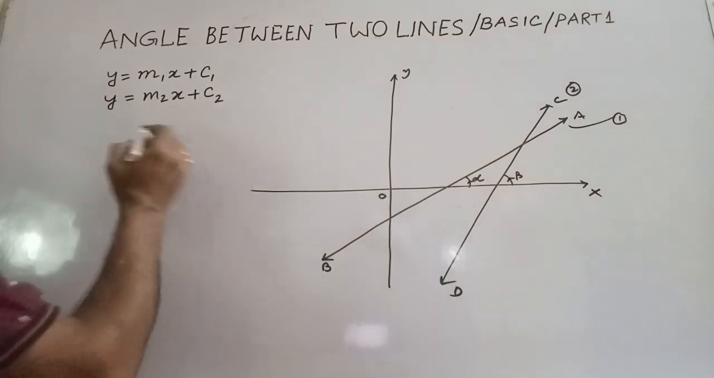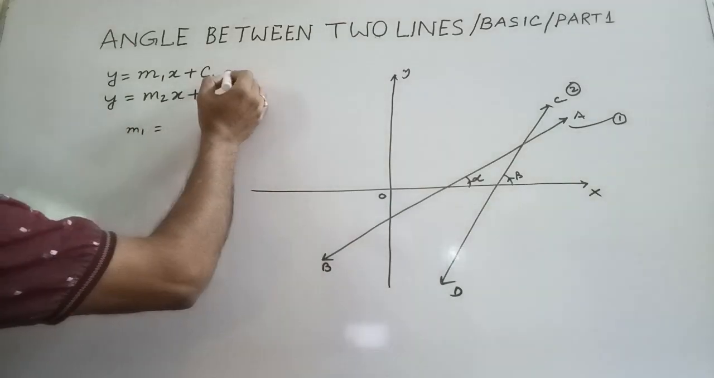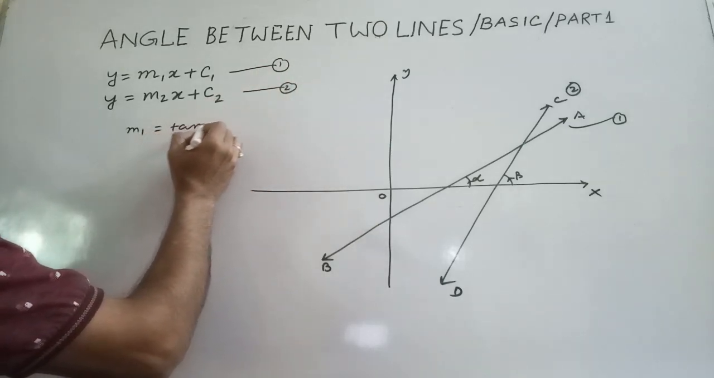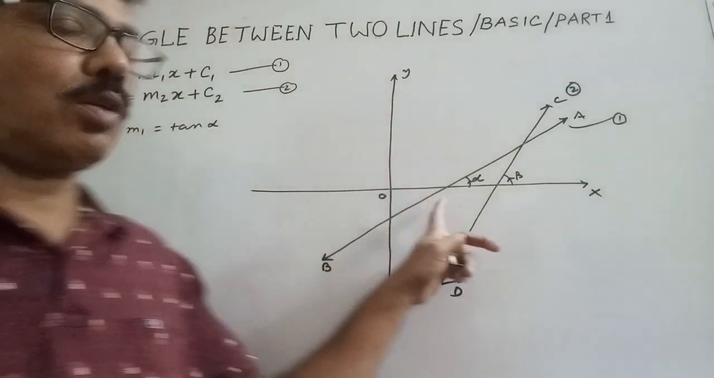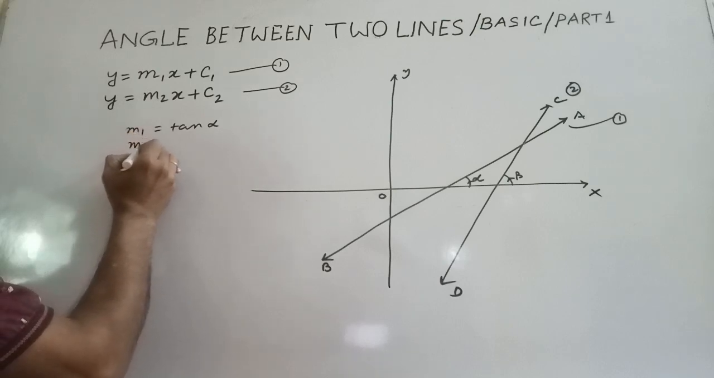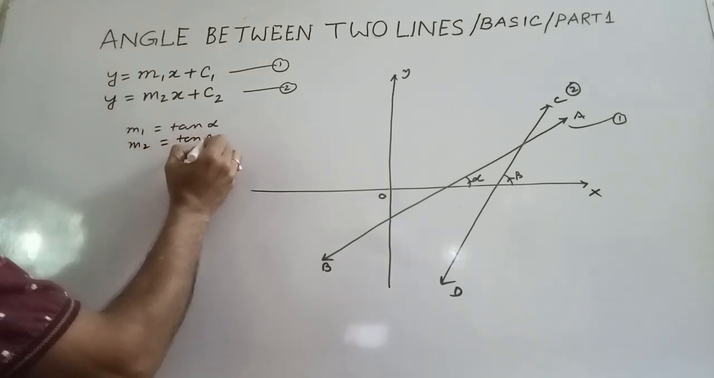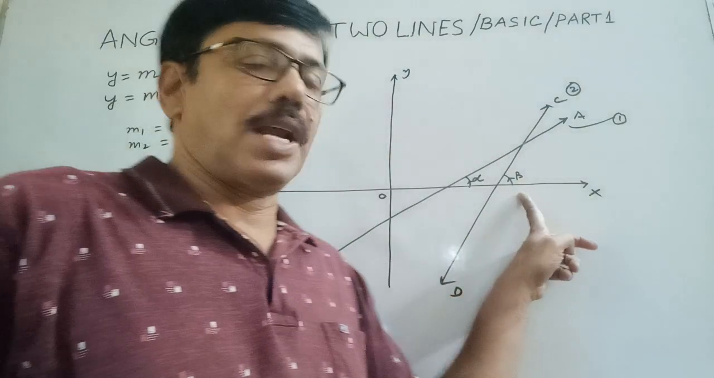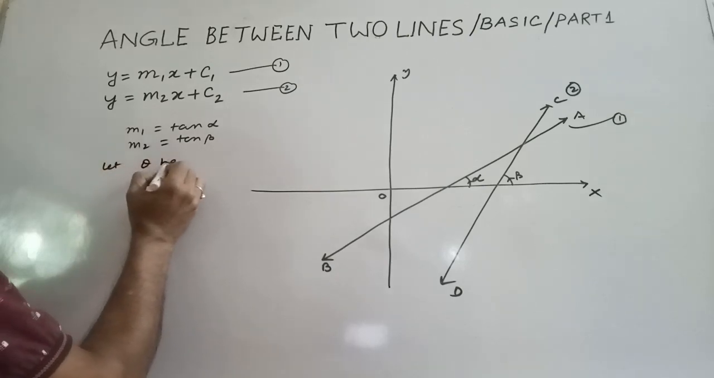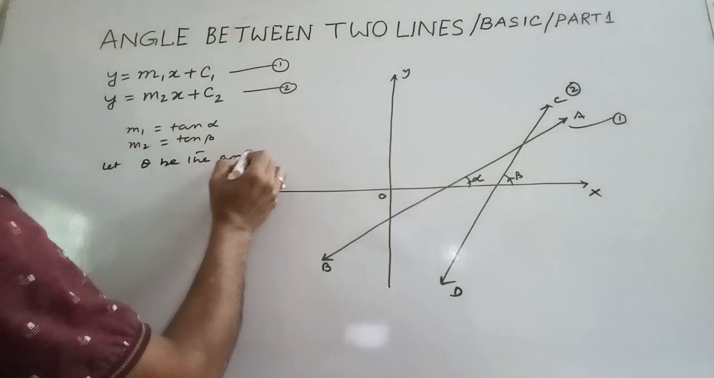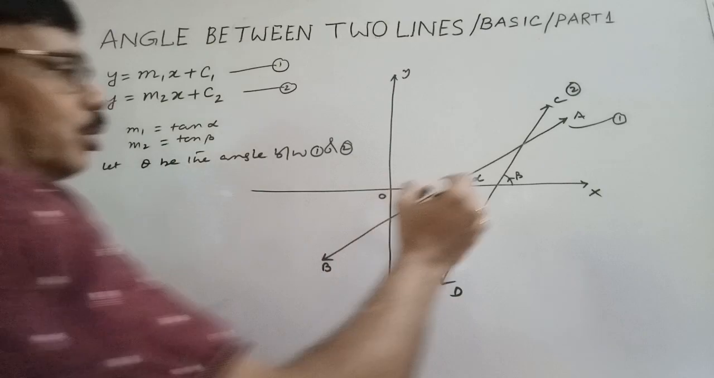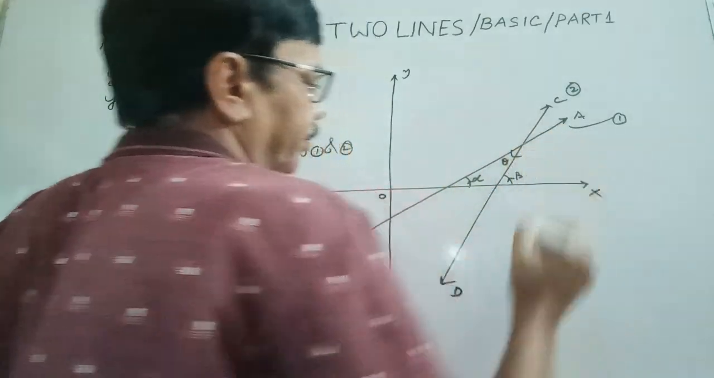So what we are getting, m1 equals tan alpha. Since alpha is the angle of inclination, tan alpha is the slope. m2 equals tan beta, where beta is the angle of inclination. Let theta be the angle between lines 1 and 2. So this one is theta.